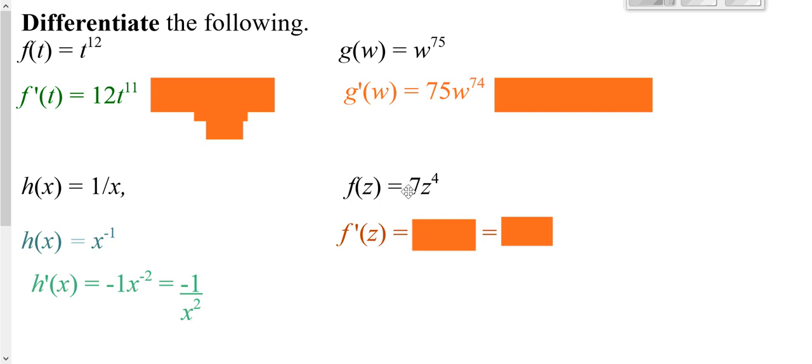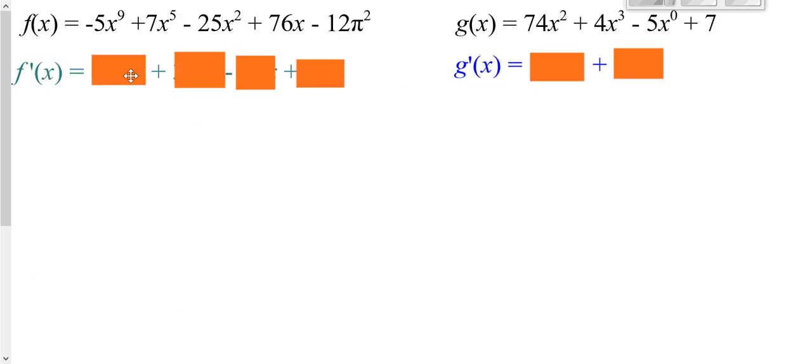If there's a number in front, well, it stays there because it's going to be a 7 times that. Put the exponent in front, so you'd have a 4 times 7 in front. Still decrease your exponent by 1, so you get 28 z cubed. Even if you have several terms added or subtracted together, you still do the power rule on each one.